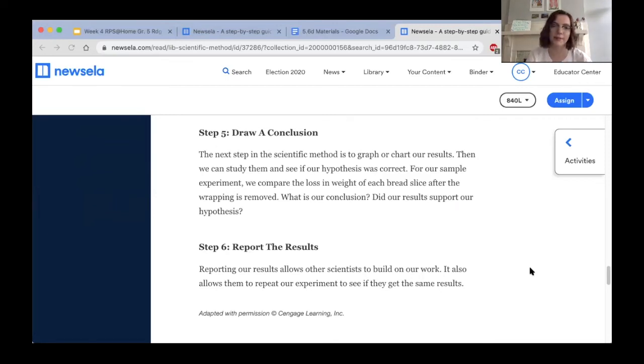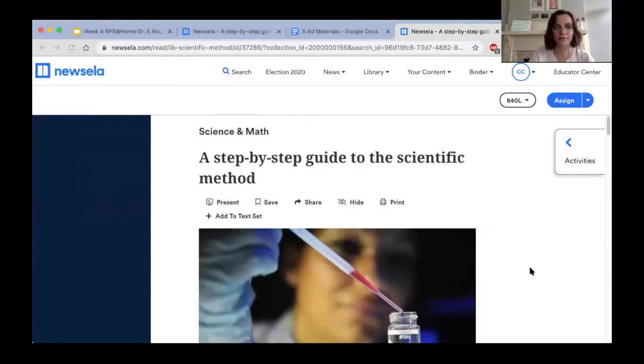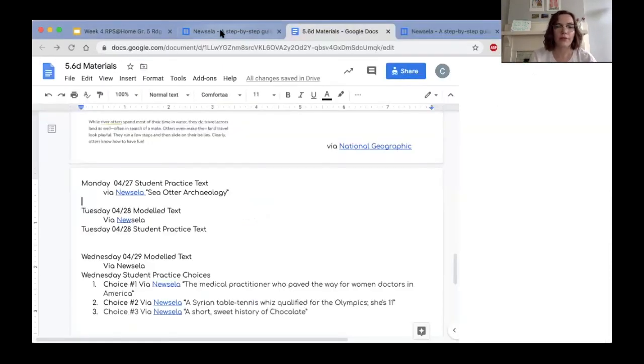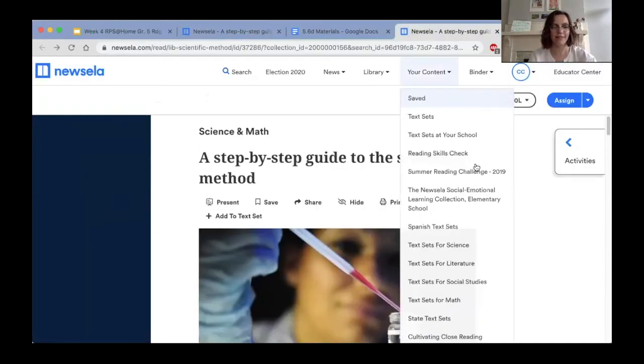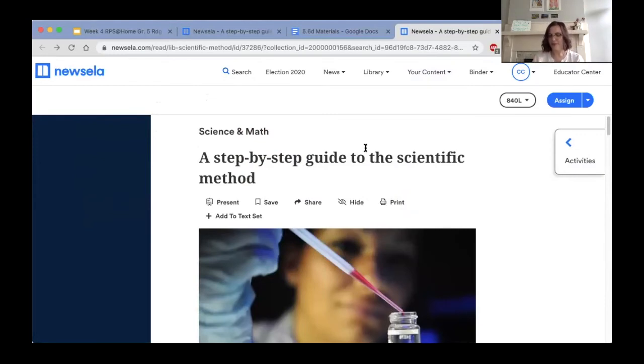For our who, scientists. For our who, we can add in, I apologize, for our who, we have scientists. The what we can find in the first paragraph or the title. And the what for this is, if we're going to bring it down to just a couple words, not quite the main idea, but a little bit smaller and focused. So, scientific method.